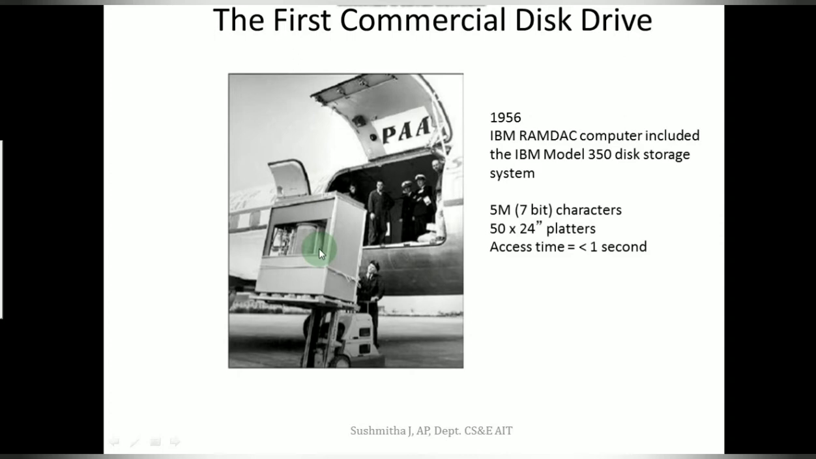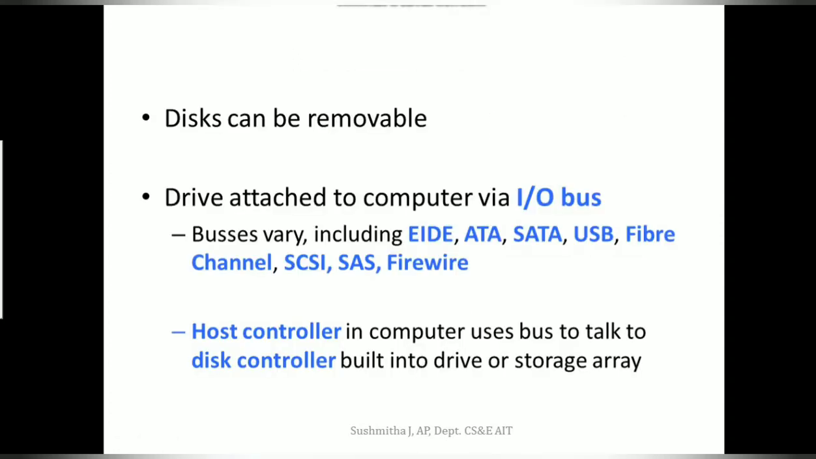Now, talking about the connection of this hard disk to the computer, I think you would have noticed this if you open the cabinet of your desktop. You can notice there is a hard disk slot and there are some wires running to your motherboard. The hard disk can be removed, which allows you to mount it on another system as well.